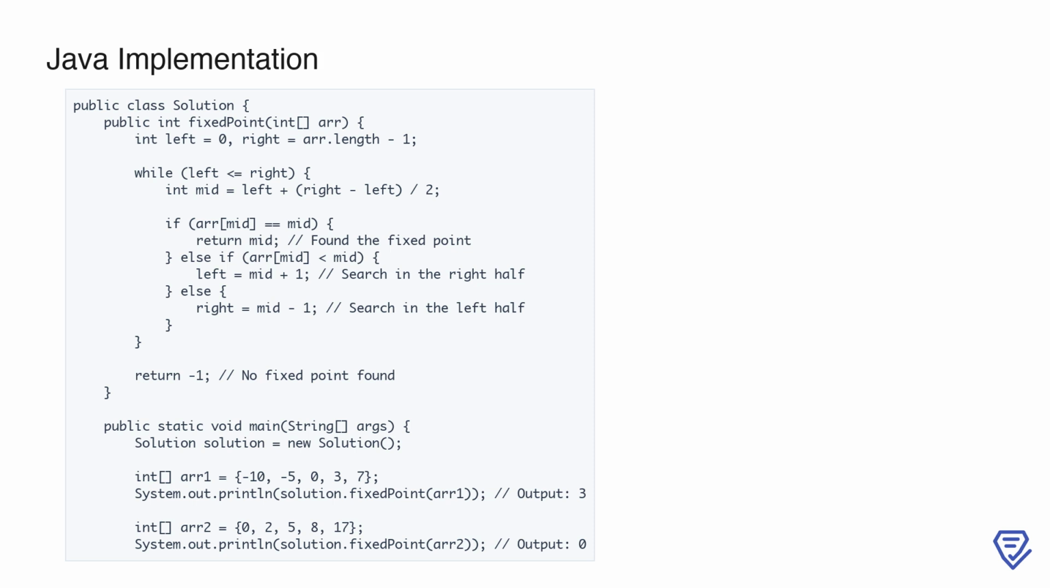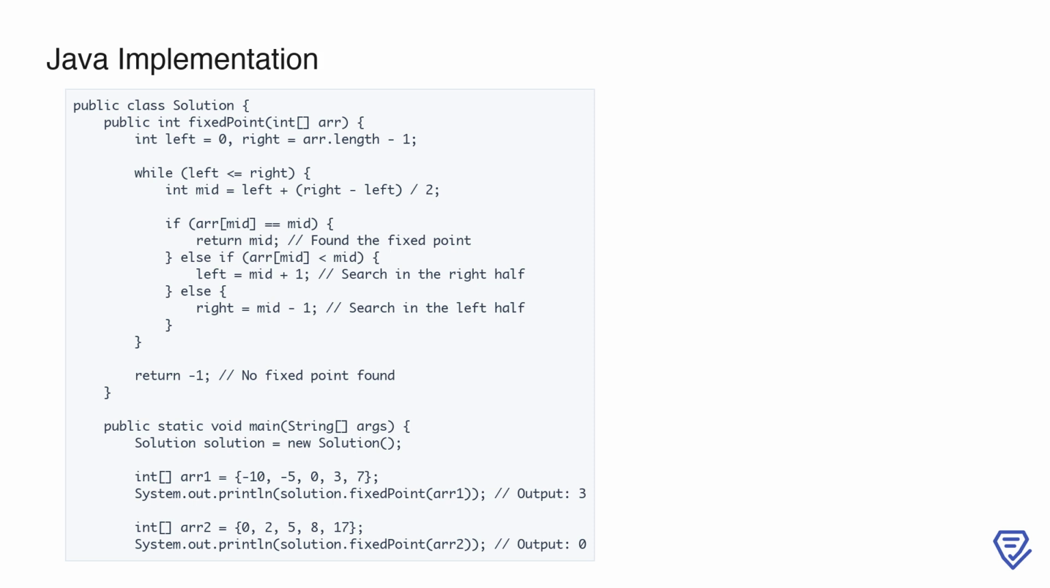Here, we are implementing a solution to find the fixed point in a sorted array using binary search. The method fixedPoint takes an integer array as input. We start by initializing 2 pointers, left at the beginning of the array and right at the end. The while loop continues as long as the search space is valid, that is, while left is less than or equal to right. Inside the loop, we calculate the middle index using left + (right - left) / 2, which avoids potential overflow issues that can occur with (left + right) / 2.